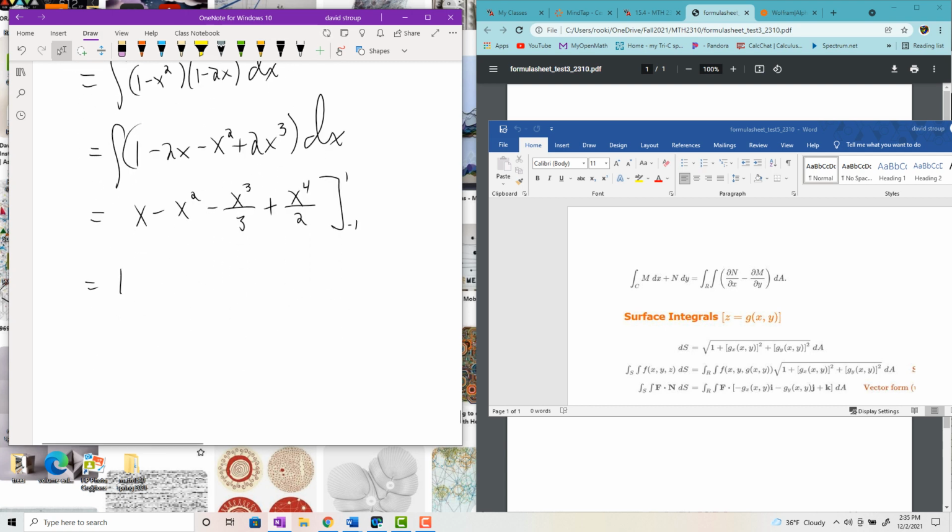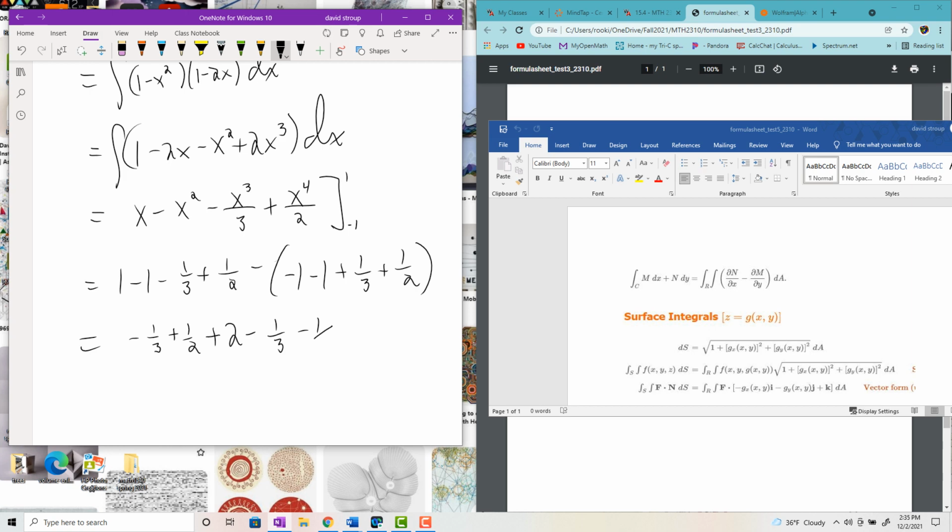Plugging in 1, you get 1 minus 1/3 plus 1/2, and then minus, plugging in negative 1, minus 1 plus 1/3 plus 1/2. 1 minus 1 is 0, negative 1/3 plus 1/2, minus negative 2 is plus 2, minus 1/3 minus 1/2. Those will cancel. Negative 2/3 plus 6/3 is 4/3. Okay.